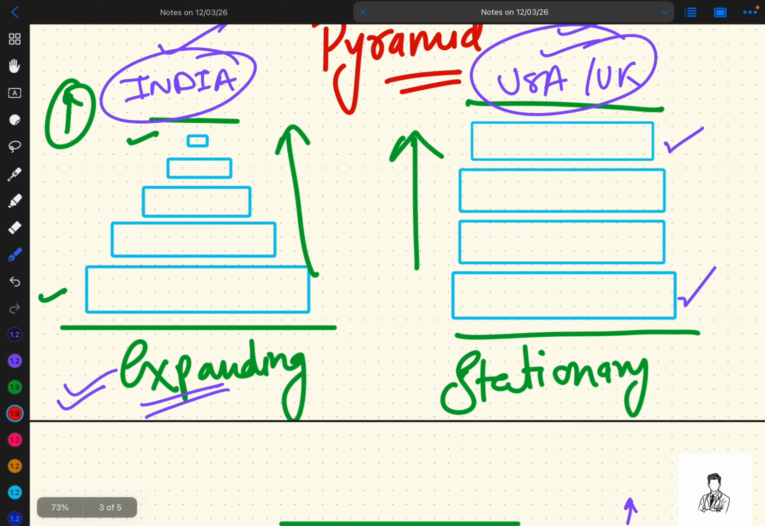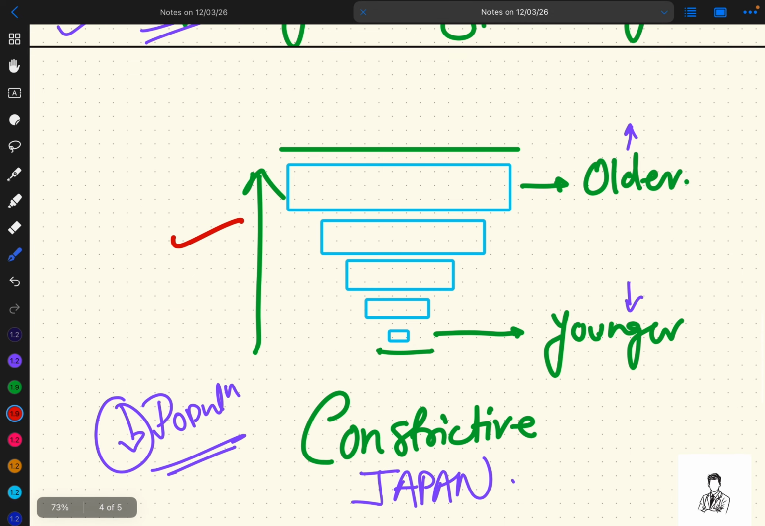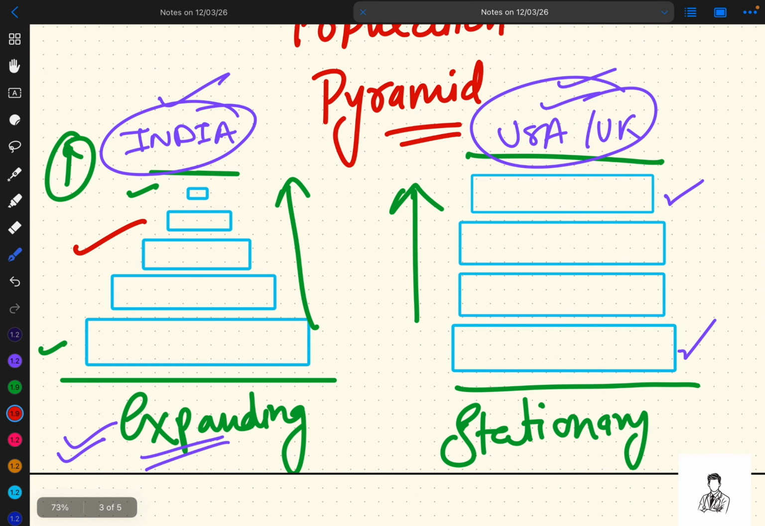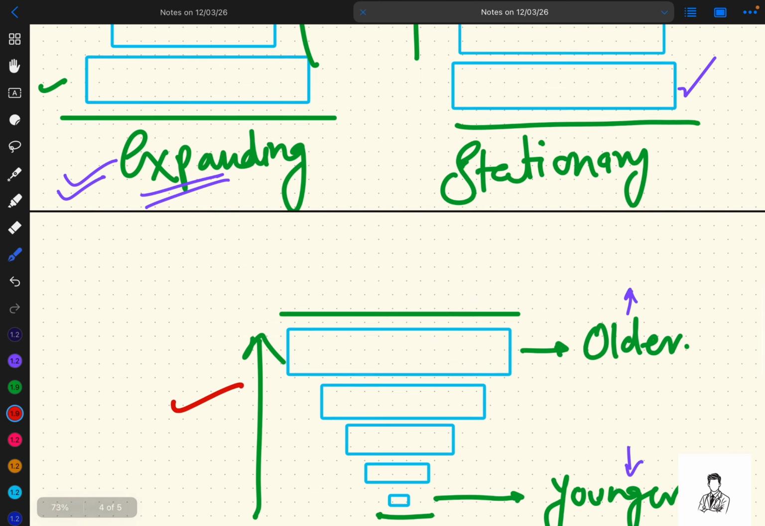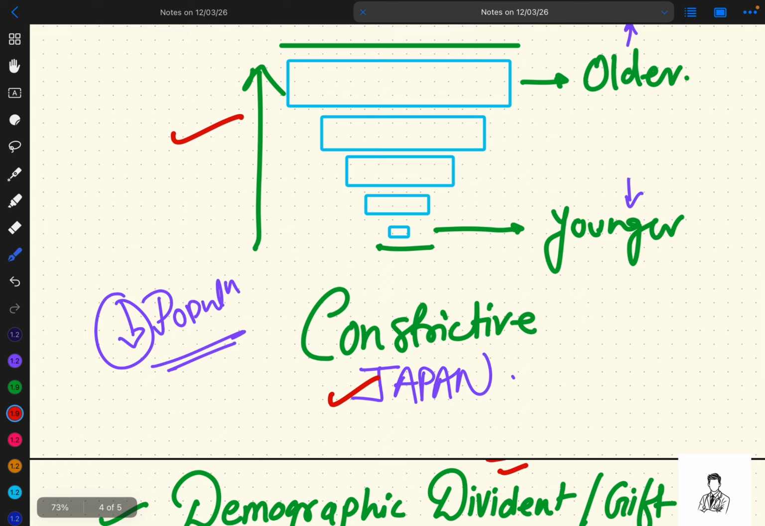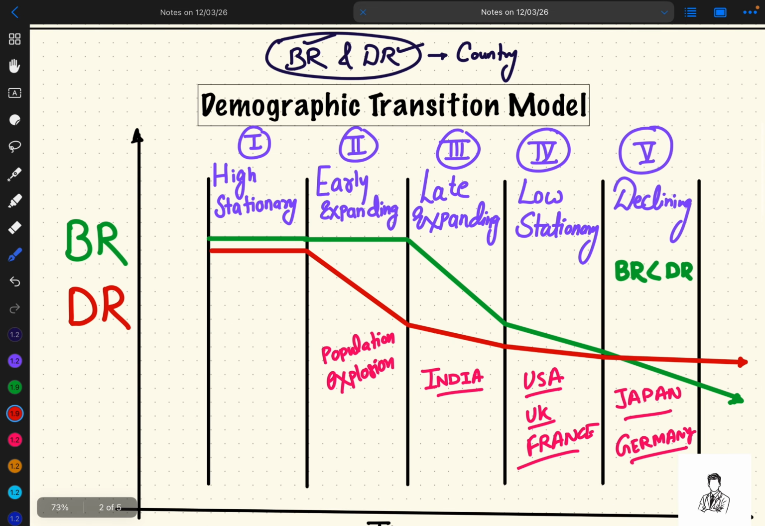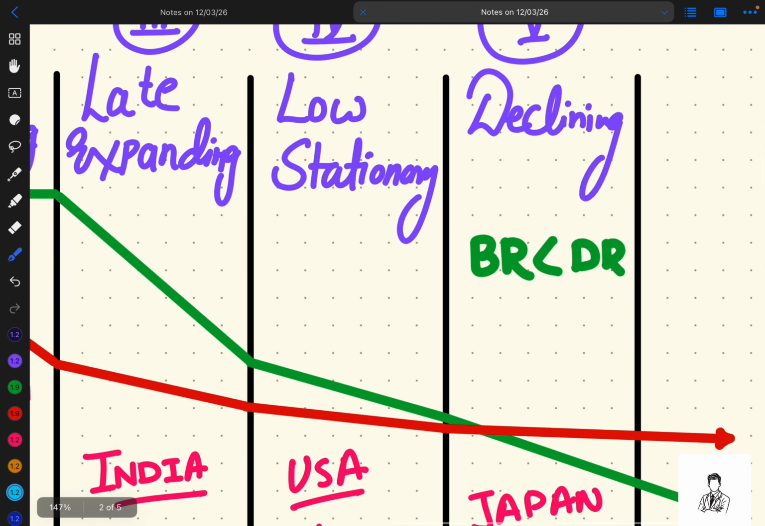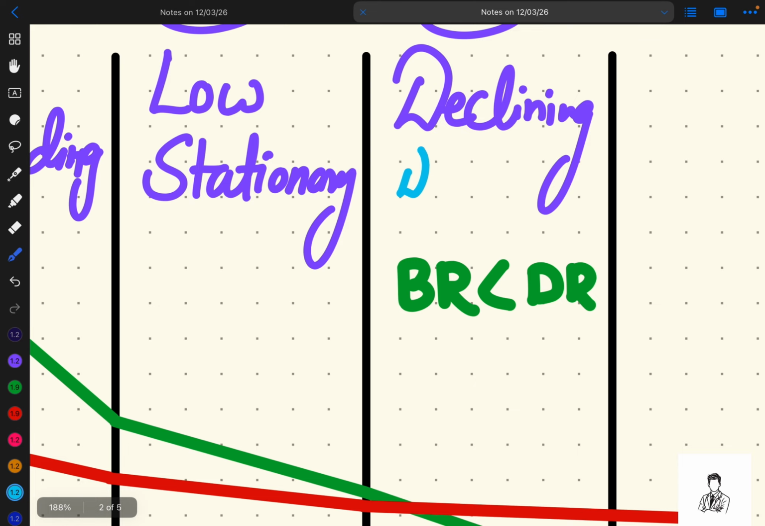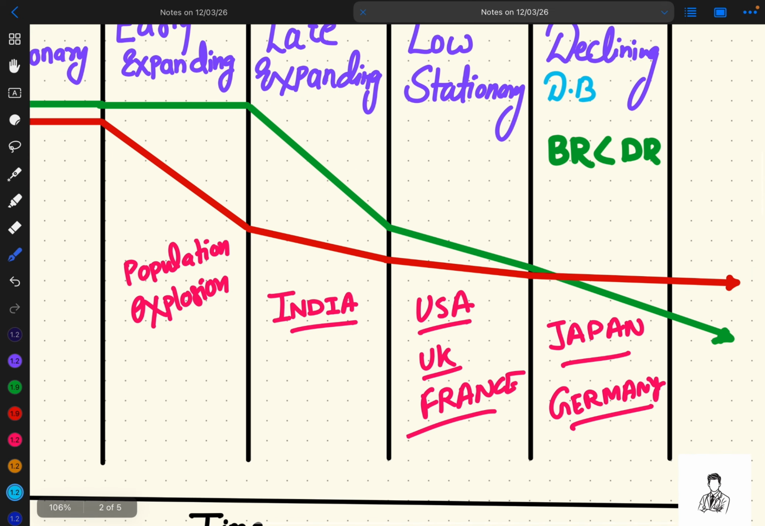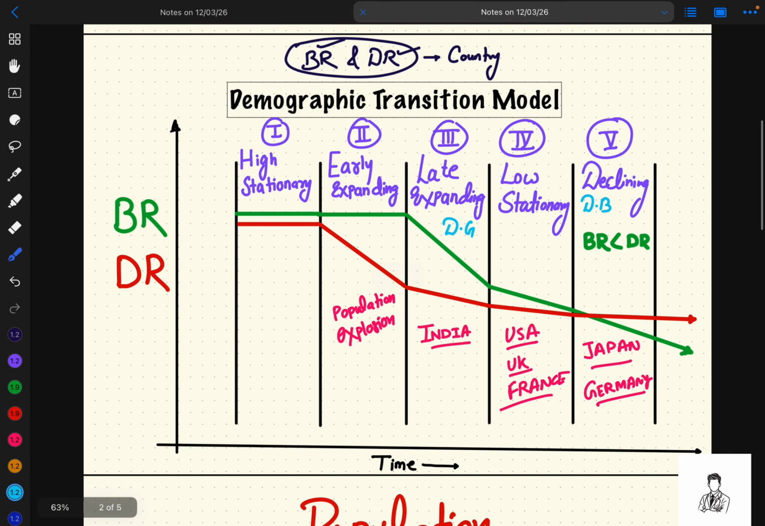So we can see demographic burden in this stage and demographic gift in this stage, where Indians have a much younger population and Japanese have a much older population. So we can say the declining stage has demographic burden and late expanding has demographic gift.